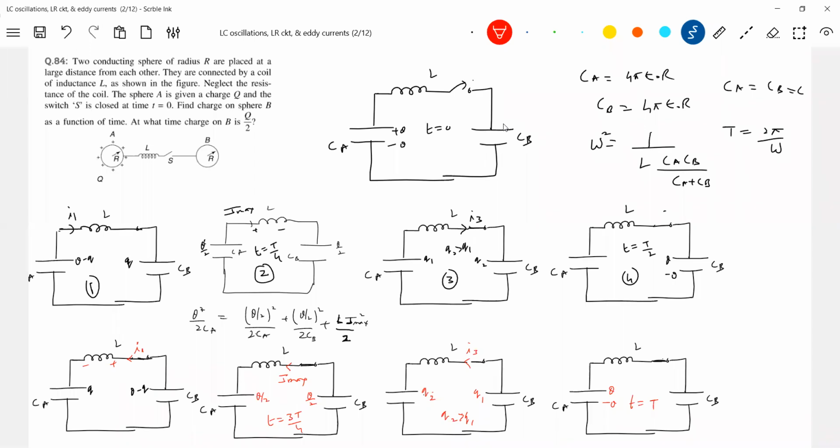Okay, work this out. At what time is the charge on B Q by 2? So I think at, where are the diagrams? I'm not seeing them. Okay, this is Q by 2 at T by 4, and again at 3T by 4. Twice it will happen, not once. Twice it will occur. So here also the exchange of energy will take place in the similar way. The circuit carries on here also the way it happened earlier.